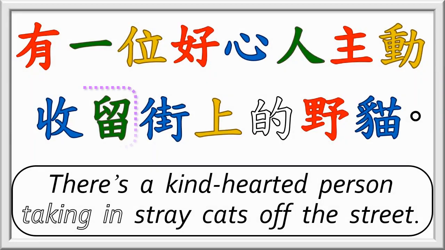门儿都没有 is a Beijing idiom that would sound truly odd if you left off the 儿化 on door, 门儿. Literally, it means there's not even a door, an opening leading that direction. So it's utterly impossible. When taking a person or animal into one's care, the expression is 收留, literally, take in and keep. 有一位好心人主动收留街上的野猫。There's a kind-hearted person taking in stray cats off the street.